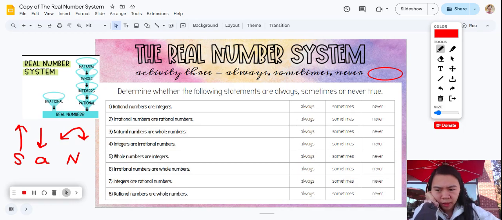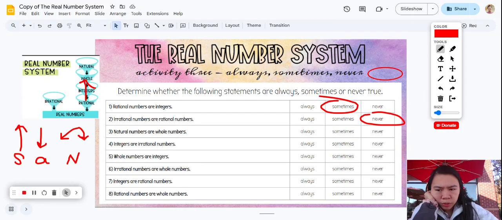Okay, so hopefully this little try right here will make things easier. So let's try this again. Rational numbers are integers. Rational, integer, that's going up, sometimes. Irrational numbers are rational numbers. No, because that's going across. Irrational numbers will not be rational. That's never. Natural numbers are whole numbers. Natural, whole. That's going up. That's sometimes. Sometimes it could be.